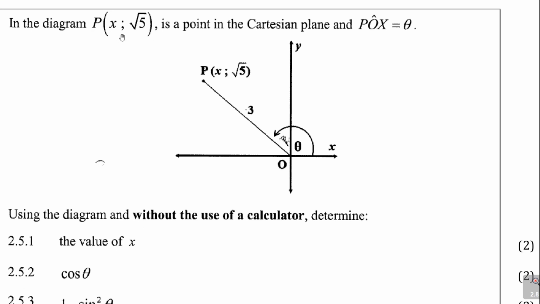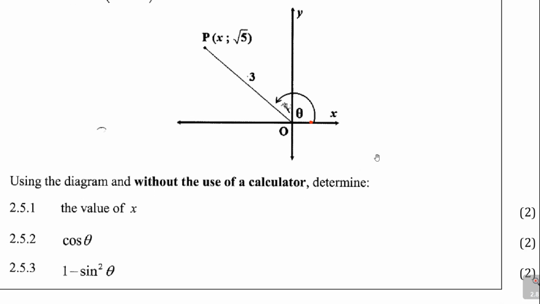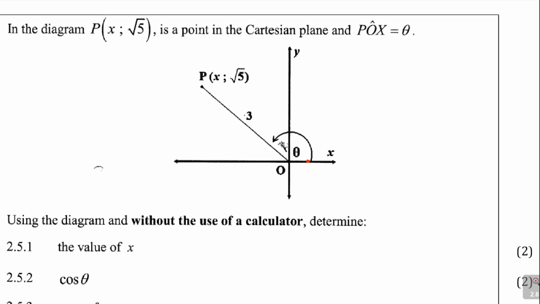Try this one again. In the diagram, P(x, square root of 5) is a point on a Cartesian plane such that angle P or X is equal to theta. You see, you always start from X. Use the diagram and without a calculator determine the value of X. Now, I like what they did here. I want you to pay attention. They did give me a line, but they never told me the X value. Now they told me the R. This is my R value. R is equal to 3.